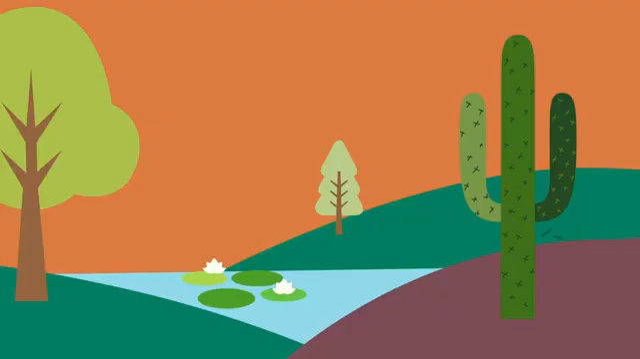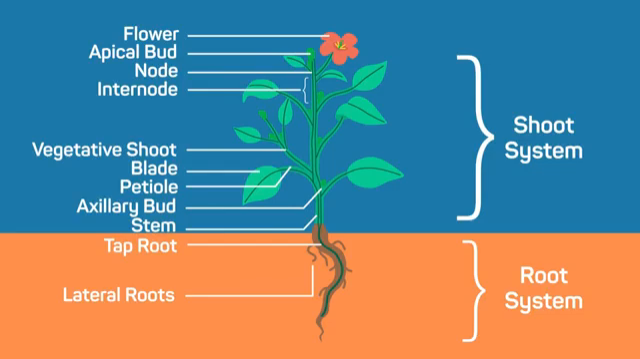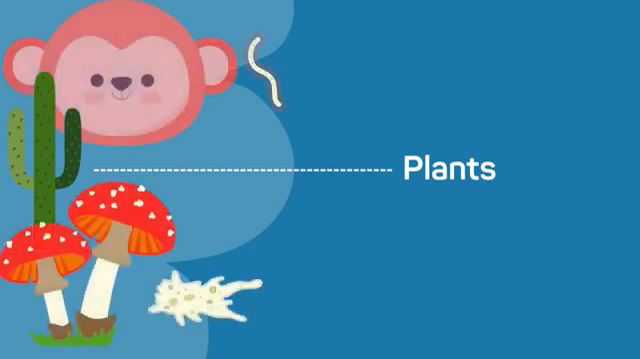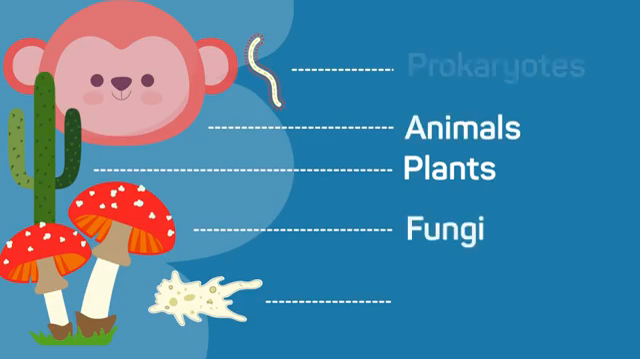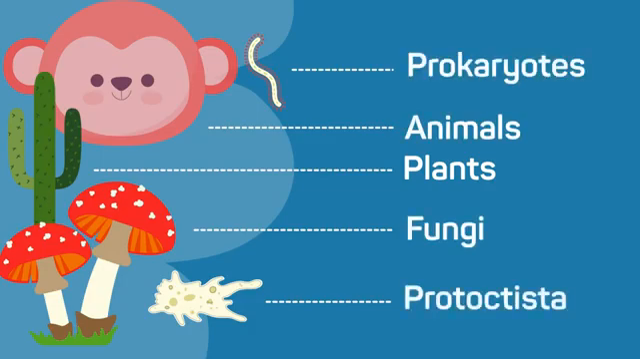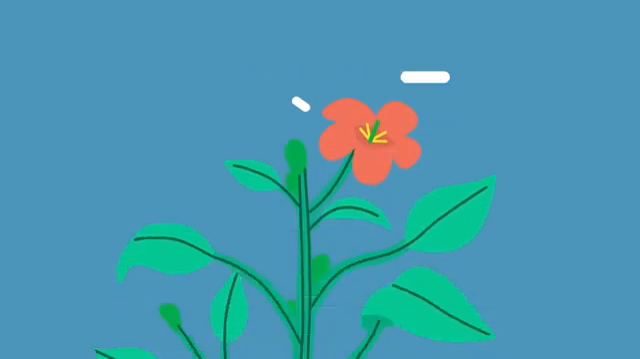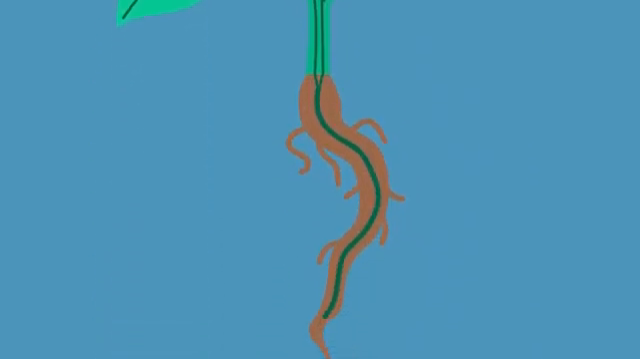Plants come in all different shapes and sizes, but they all have several structural features in common. Plants belong to the same kingdom. Can you remember what the other four kingdoms are? Animals, fungi, prokaryotes, and protoctista. If you would like to learn more about classification, watch this video. In this video, you are going to learn about the structural features of plants.